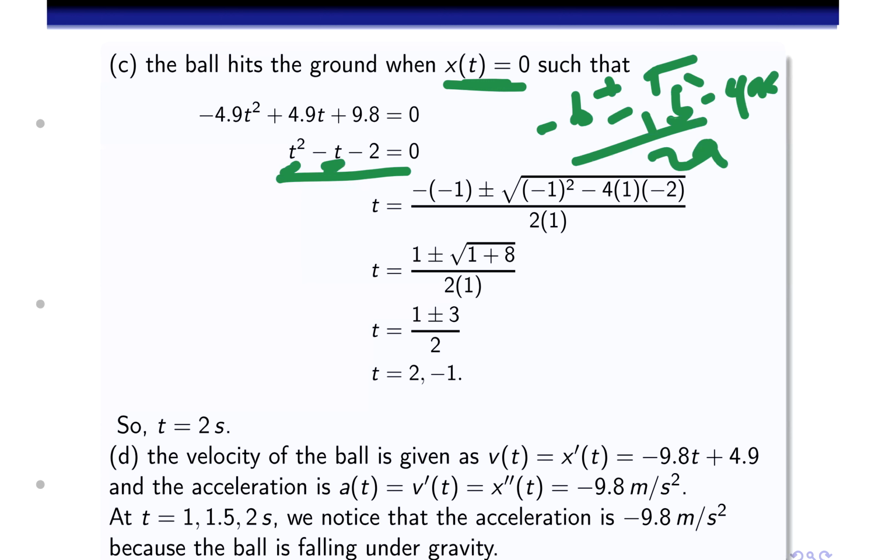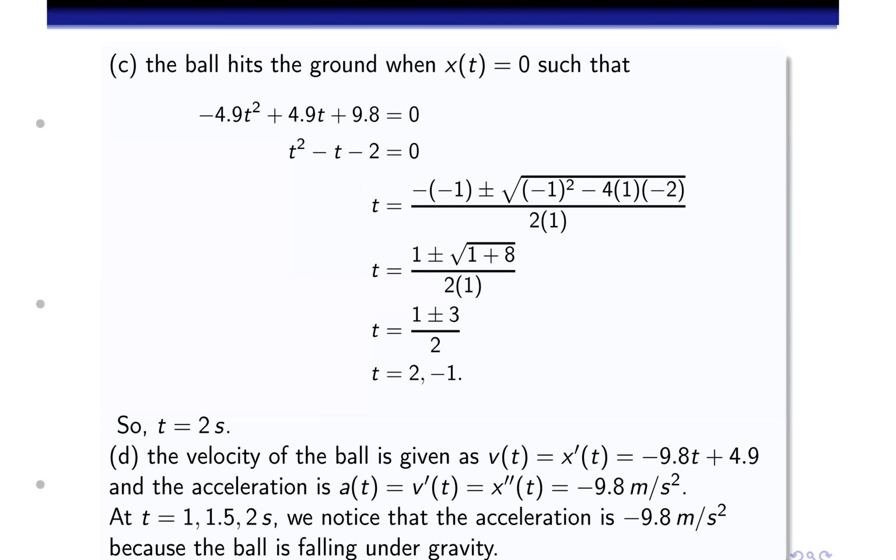So we have t equals minus b. So b is minus 1. So minus 1 plus or minus square root of b squared, because minus 1 is b, then minus 4 times a times c. C is minus 2, divided by 2a. That is 2 times 1. So minus b is 1, plus or minus. Then minus 1 squared is 1. Minus 4 times 1 times minus 2 is plus 8.